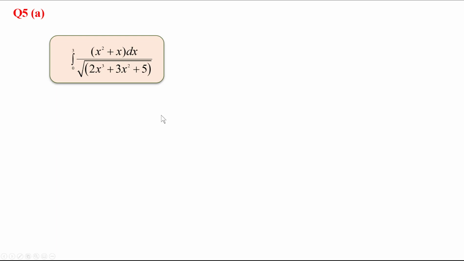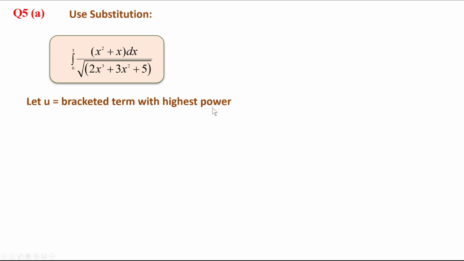So in this question we use the method of substitution. We let u equal to the bracketed term with the highest power, which in this case is the denominator, 2x cubed plus 3x squared plus 5. So now get du/dx, so differentiate this expression and we get 6x squared plus 6x.